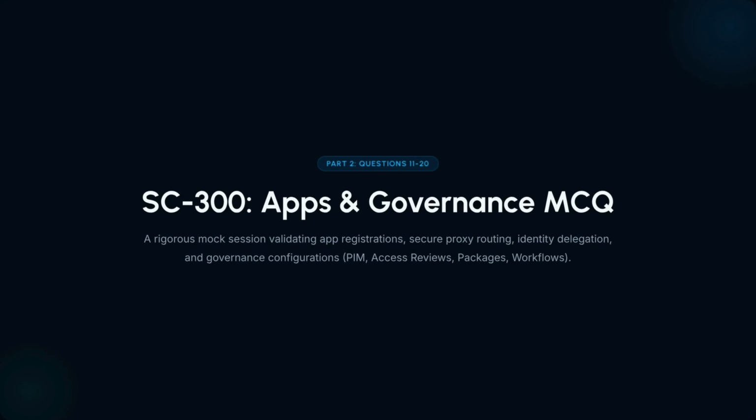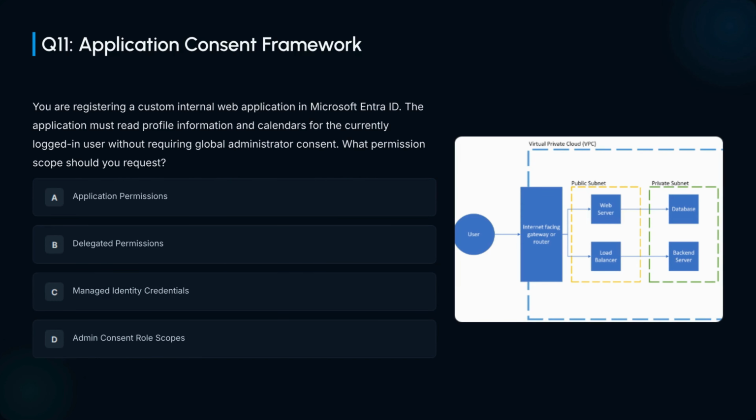Question 11. When registering a custom web application, you need to read the current user's profile and calendar without requiring global administrator consent. What permission scope should be requested? The correct answer is B. Delegated permissions. This allows the app to act on the signed-in user's behalf.